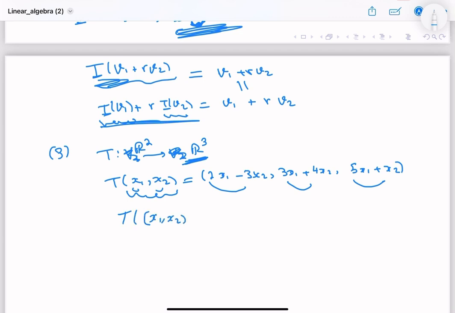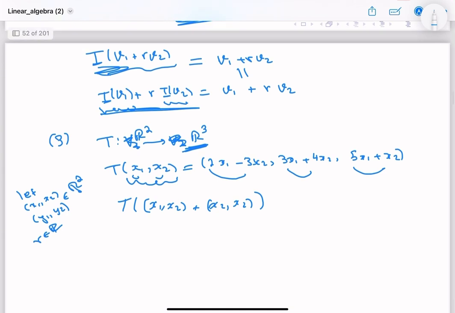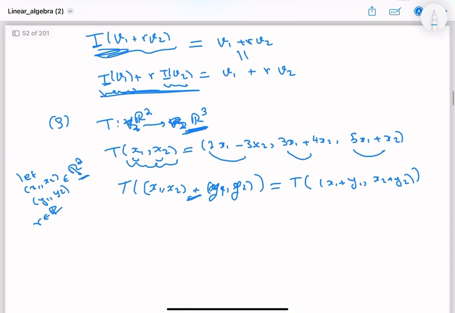So let us start with x1, x2, let's say y1, y2, these are in R2, and a real number r. So if we add these two, adding these two is the same as taking T of x1 plus, excuse me, this should be y1 and this should be y2. It should be the same as T of x1 plus y1, x2 plus y2, right? Because this is how we're defining the plus in R2. We're defining it element-wise or component-wise.